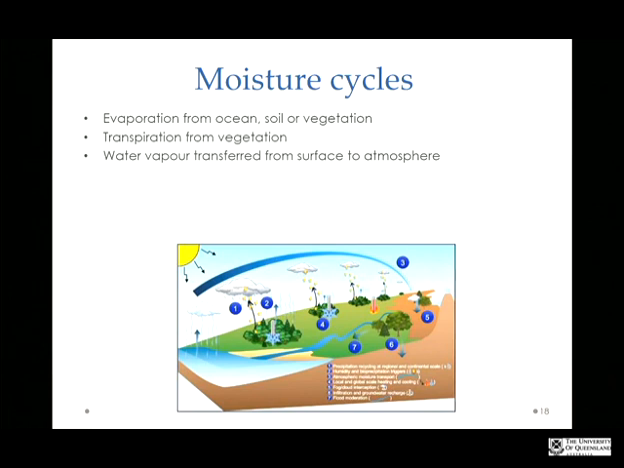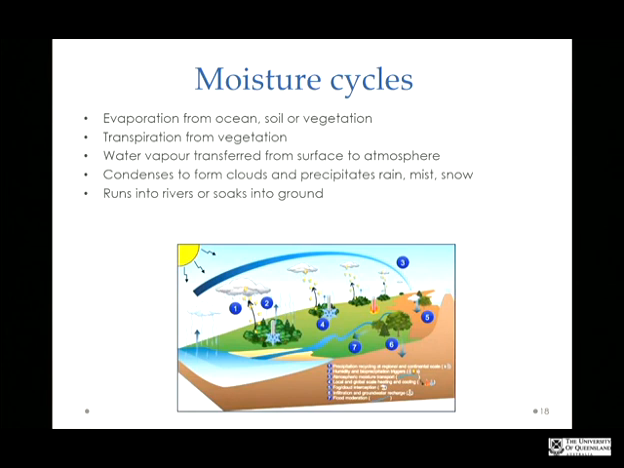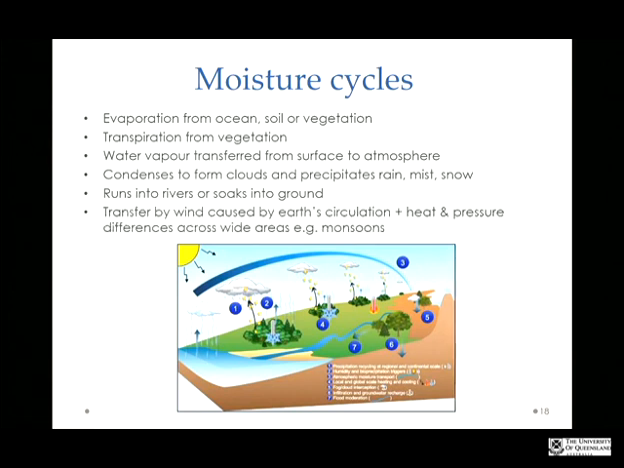So water vapor is then transferred from the surface to the atmosphere. Up in the atmosphere, it then condenses to form clouds, and it then comes down again in a variety of forms as rain, mist, snow, whatever. And that then either runs into rivers or soaks into the ground. And there can be a lot of transfer by wind, or when it's up in the atmosphere, so those clouds move around, the air parcels move around, driven by heat and pressure differences, and by the Earth's circulation, so that Coriolis effect, because the Earth's turning, it circulates winds around it.